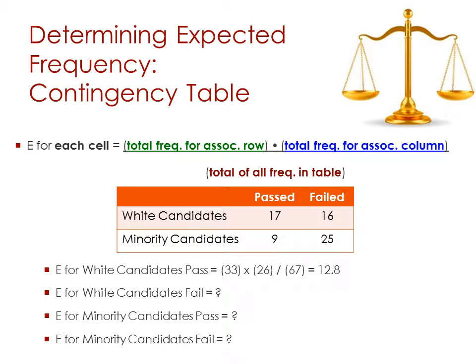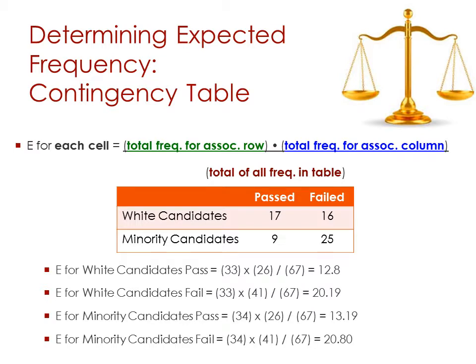Now we need to go through this for all the rest of them. So pause the video here, go through and figure out the expected value for each of the remaining 3 cells. And once you've got that completed, turn the video back on and we'll proceed from there together. Okay, so here are the expected values we should have for each of our cells: 12.8, 20.19, 13.19, and 20.80.